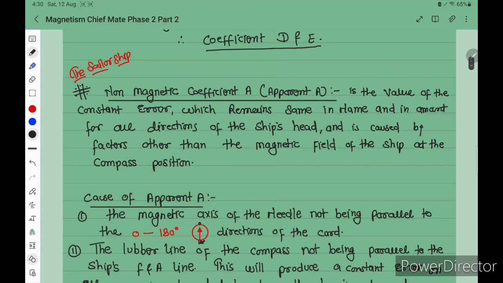Now, the other is non-magnetic coefficient A, which is called apparent A. Now, the real A is finished. Now, we discuss the apparent A. The apparent A is the value of the constant error which remains the same in name and in amount for all directions of the ship's head, caused by factors other than the magnetic field of the ship at the compass position.